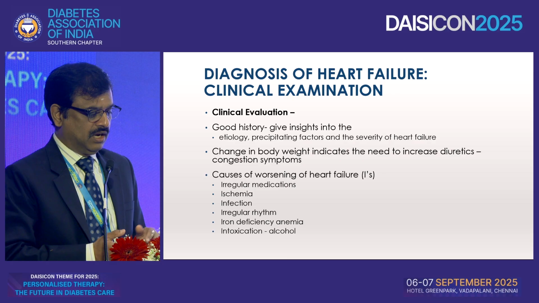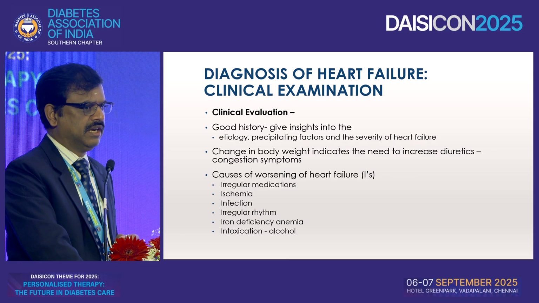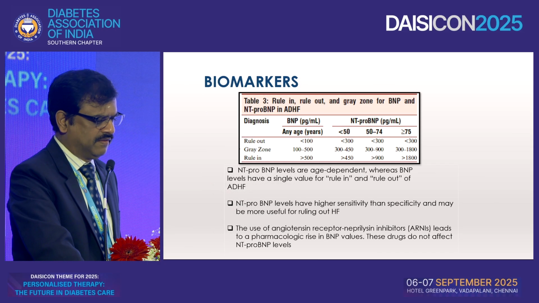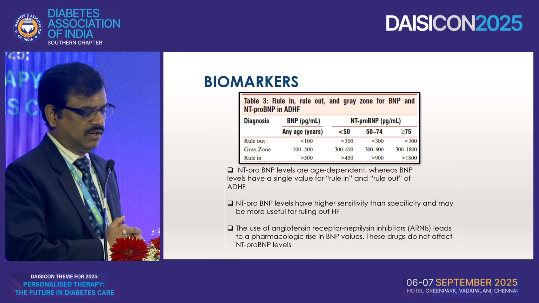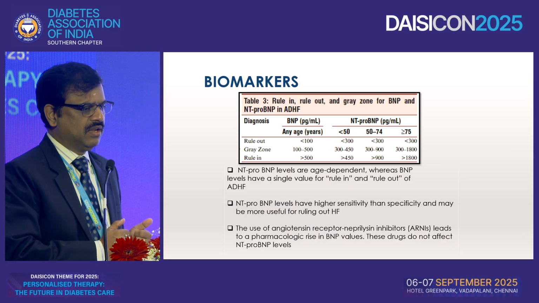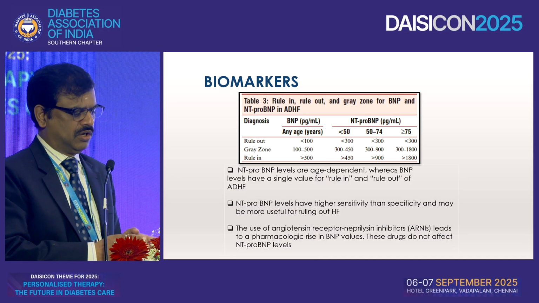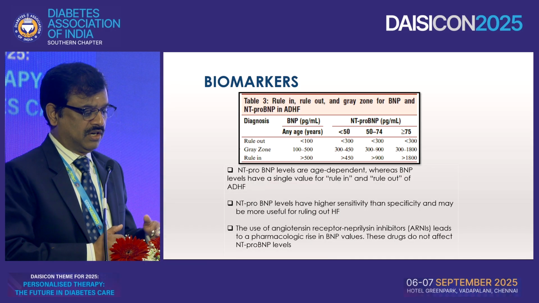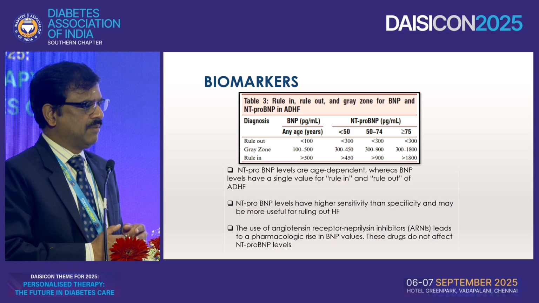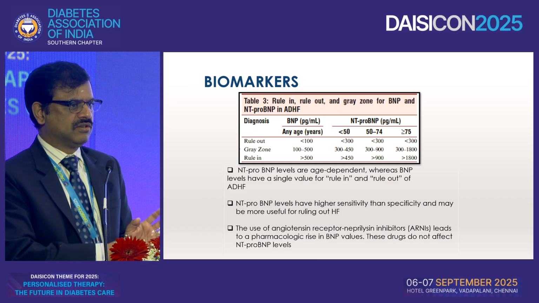So what are the main causes of heart failure? Irregular medications, ischemia, infections, irregular rhythm, that is what we call arrhythmias, iron deficiency anemia, and intoxications. These are the common causes of repeated admission or precipitation of heart failure in our subsets. As for biomarkers, don't get confused; go for BNP if it is affordable. If BNP is elevated, it shows there is a disease. If it is negative, you can rule out whether the patient has heart failure or not. But routinely we do NT-proBNP rather than BNP, because NT-proBNP has more sensitivity. If the NT-proBNP is normal, the patient does not have heart failure.